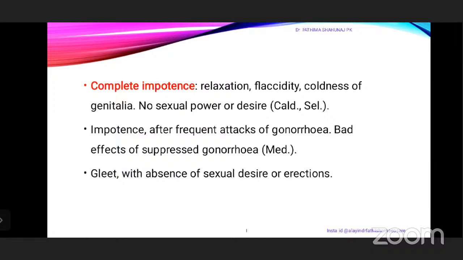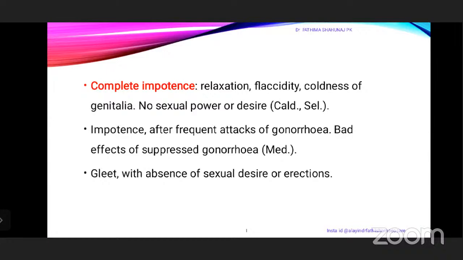But here it is complete impotence and no sexual power or desire. And there will be relaxation, flaccidity and coldness of the genitals. And in Caladium, mainly the impotence with mental depression, relaxed penis with sexual desire and excitement.